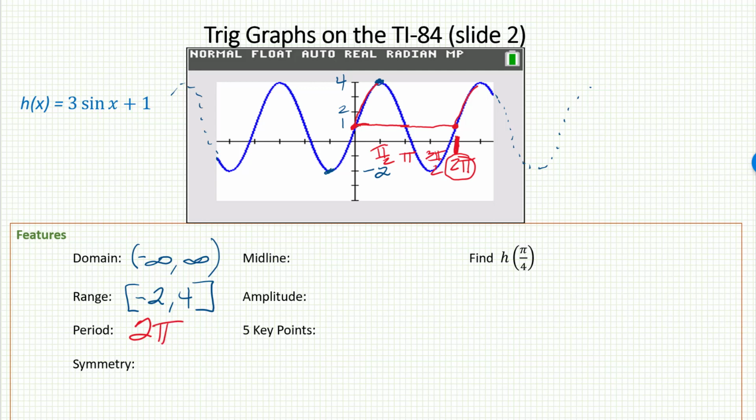Symmetry, I don't think we have any. If you flip it across the y-axis, it certainly won't land on itself. If you turn the graph upside down, it's not going to be the same picture. So this particular graph does not have any symmetry.